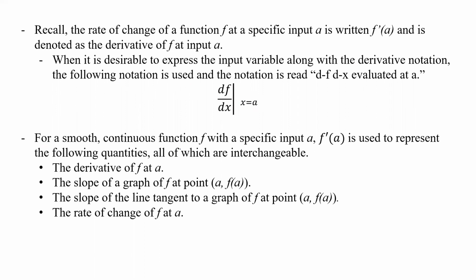For a smooth continuous function f with a specific input a, f prime of a, which is the same thing as what this is all saying, is used to represent the following quantities, all of which we can interchange. So we can do number 1 or 4 or 3 or 2, all of them mean the same thing. That means the derivative of f at a, it means the slope of the graph of f at point (a, f(a)). So basically that's the slope of that tangent line. And that's also what the next point says: the slope of the graph at that point, or the slope of the tangent line at that point. And then the rate of change of f at a. All of those are interchangeable, and they all basically mean the same thing.